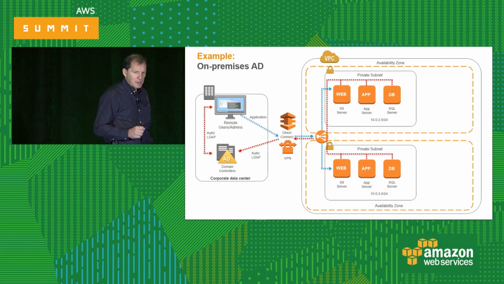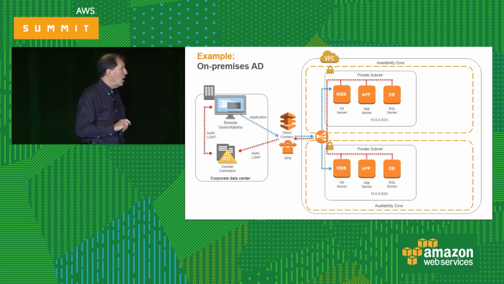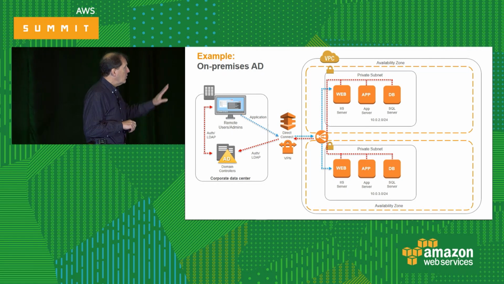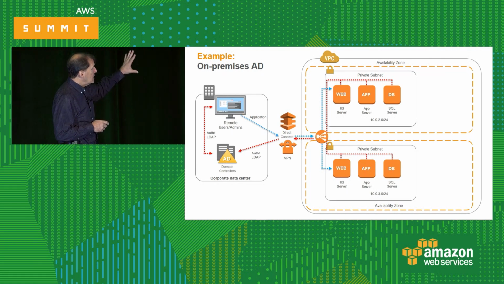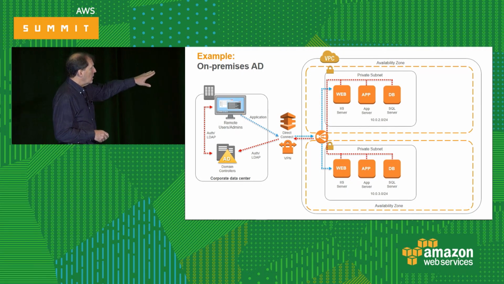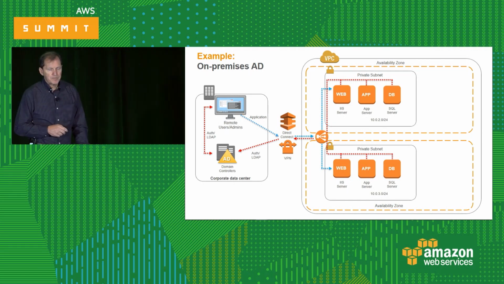I want to give some examples of what this looks like. If you were to use your on-premises Active Directory and have all of your resources in the cloud join your on-premises network, it would look something like this. And the red line is where all the LDAP and the authentication and authorization functions are happening. So you can see that the instances up in the cloud, we've got web, application, database. Those things are all going back across the Direct Connect or VPN link to your on-premises domain controllers.